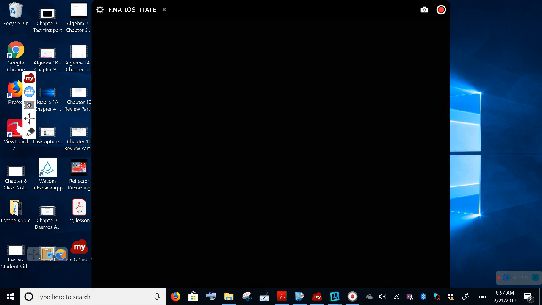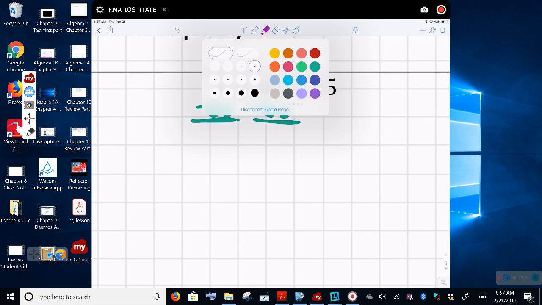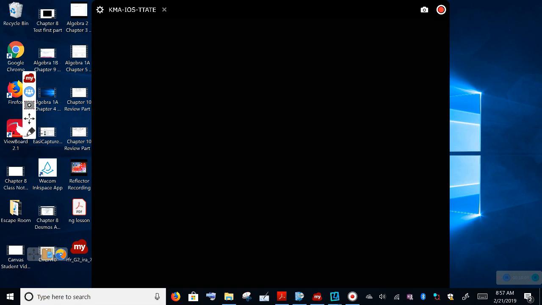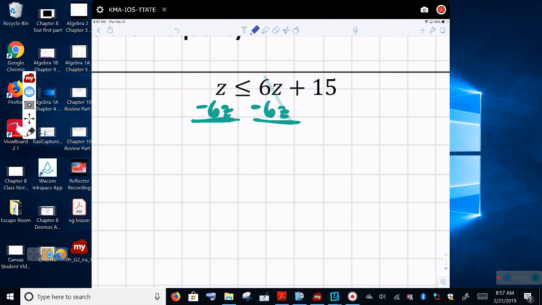Okay? And then that cancels out, right? On the left, I've got z minus 6z. What is that going to be? Not 6. It will be something negative, though.